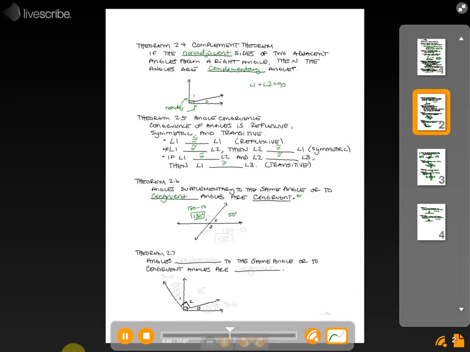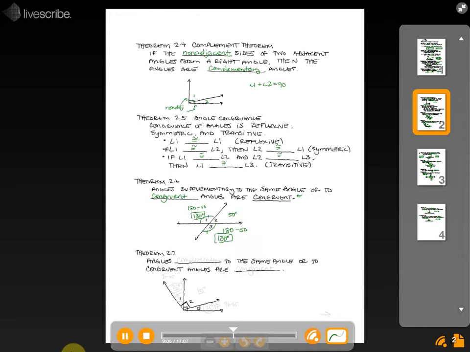Now angle 2 and angle 3, they also make a straight line. So to figure out angle 3, I would do 180 minus 50, and I get 130. And that's all this theorem says, is that since angle 1 and angle 3 are both supplementary to angle 2, then angle 1 and angle 3 have the same measure. They're congruent. I'm going to mark them congruent. Put those curves with the lines on them.